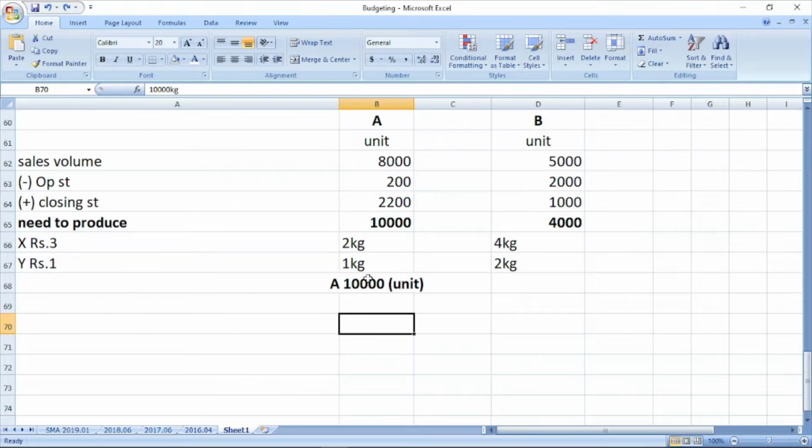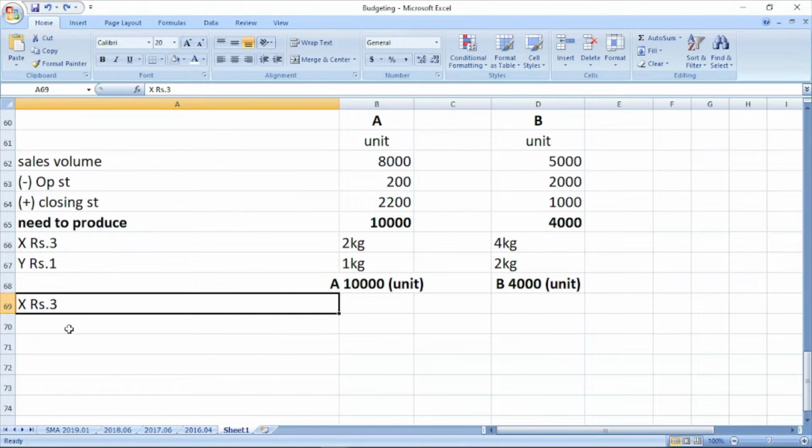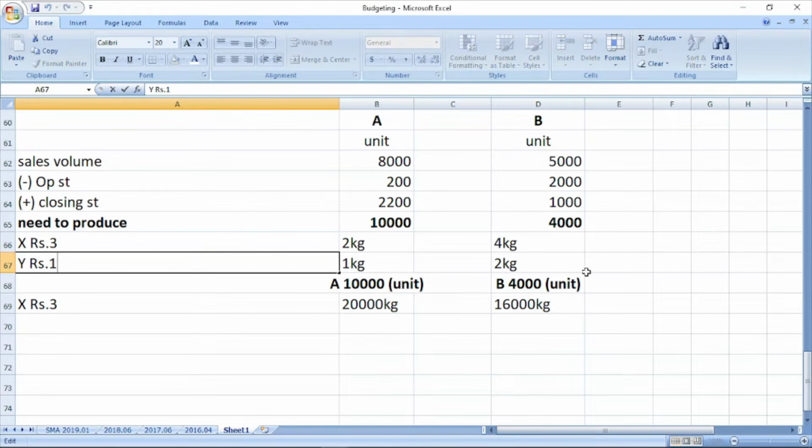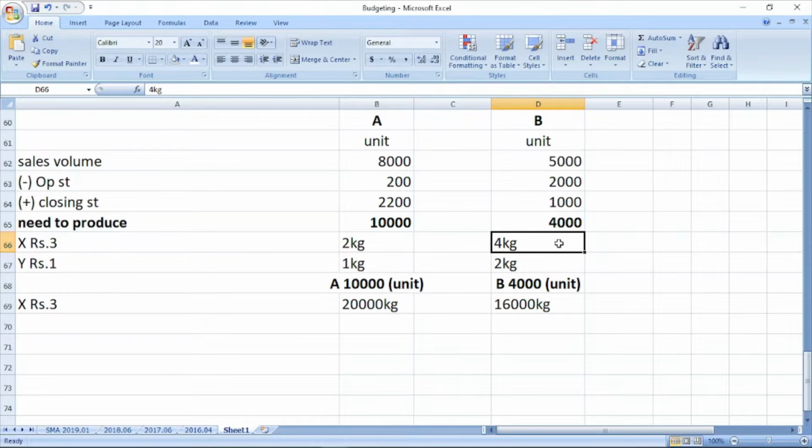For A and for B. We need 2 X to produce 1 A unit. So 2 multiplied by 10,000 units. How many kilograms do we need? 20 kilograms we need in X material, and we need 4 kilograms of X material to produce 1 B unit. So we need 4,000 units of B. For that, 4 kilograms multiplied by 4,000 units, it is 16,000 kilograms we need to produce 4,000 units of B.